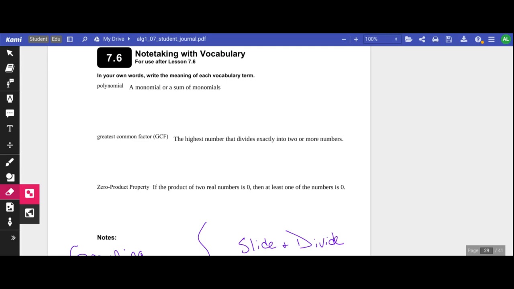I think we've gone through most of these vocab terms already. We're on page 231 there in your student journal if you want to take notes along with me.